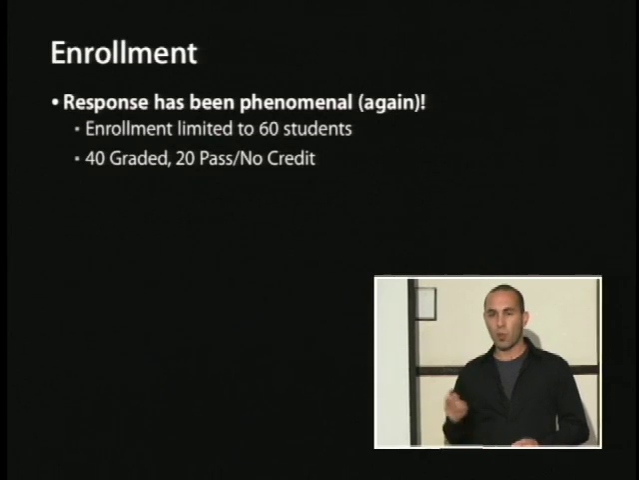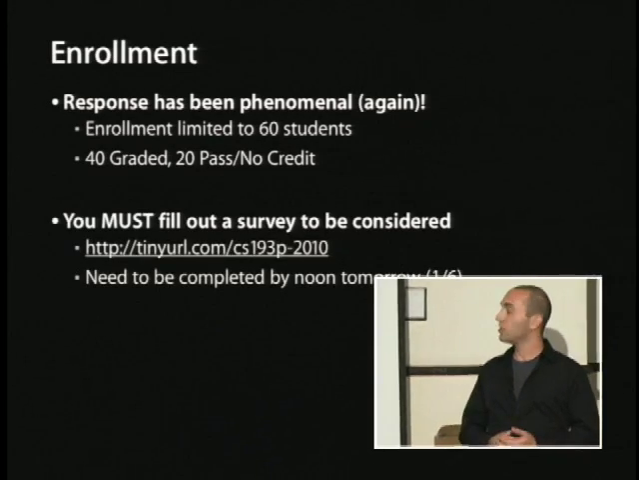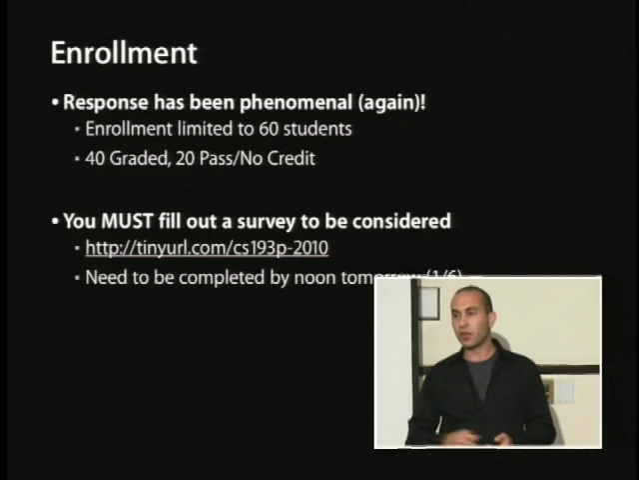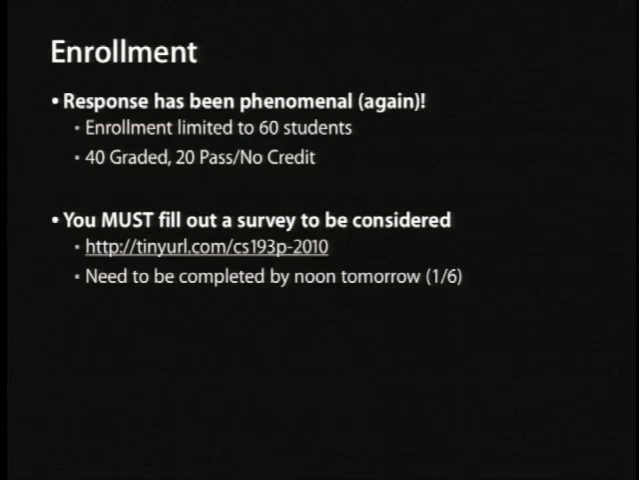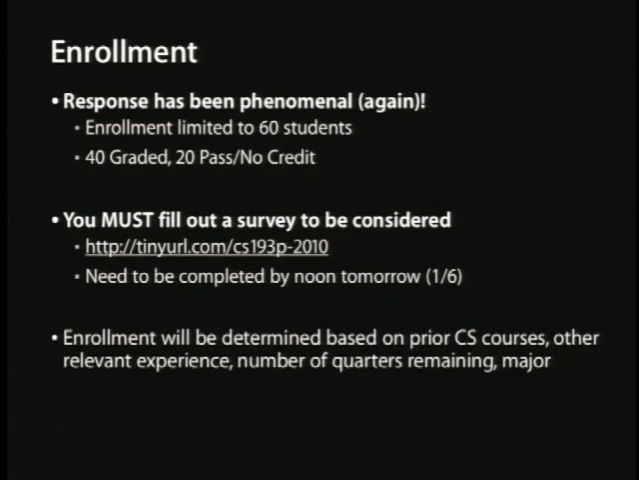So what we're going to do is ask everybody to fill out a survey. This is the URL. We're going to post these slides, and then you can click on that, or you should write it down, it's pretty easy, tiny URL, CS193P-2010. That'll get you to the survey. You need to fill it out by tomorrow. We're going to make our decisions this week as to who gets in. And if you're interested in taking pass no credit, please put that in your form. That'll help us fill the spots.